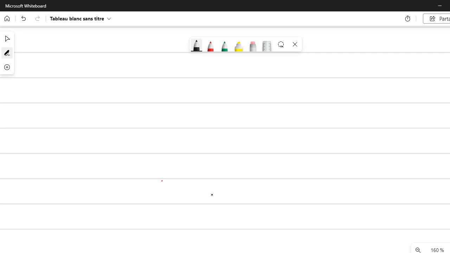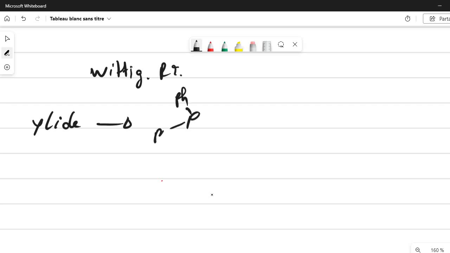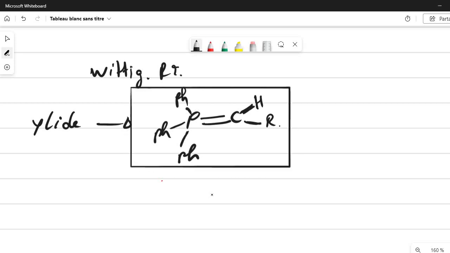Good morning. So today we'll learn how to write the mechanism of the Wittig reaction. Okay, so the Wittig reaction. There is something we need to know, which is that we need a reagent called the Wittig reagent, or the phosphorus ylide. It is PPh3 (phenyl groups), a P=C bond, and on the carbon we can have maybe H, maybe R, it depends. So two groups. This one is very important.